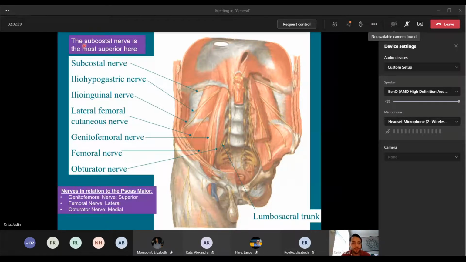So you have the subcostal nerve. This is obviously not in the same order because he just pointed at different things. But again, subcostal nerve is going to be the most superior here, and it's not associated with the lumbar plexus. And then the nerves in relation to the psoas major. So we talked about it in class, but we've talked about this a lot before. Remember that the genitofemoral nerve goes over the psoas major, your femoral nerve is lateral to the psoas major, and your obturator nerve is going to be medial, right?